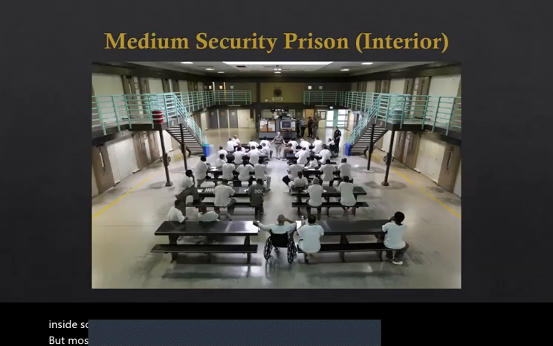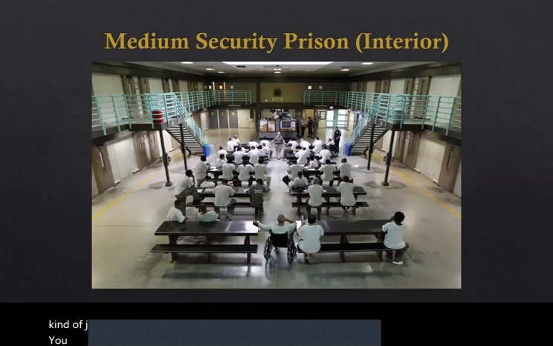Now compare that to this. This is a medium security prison, right? So you see that there's some kind of orientation or some kind of class that's going on. The prisoners are all there. There's a couple of guards, and they're kind of just relaxing, right? They're just leaning on the TV.